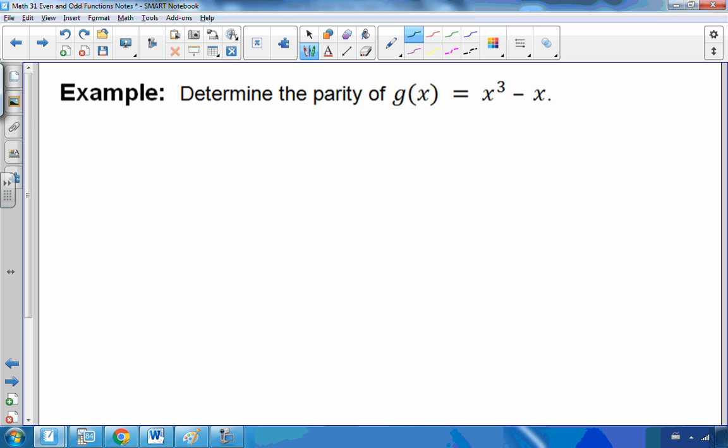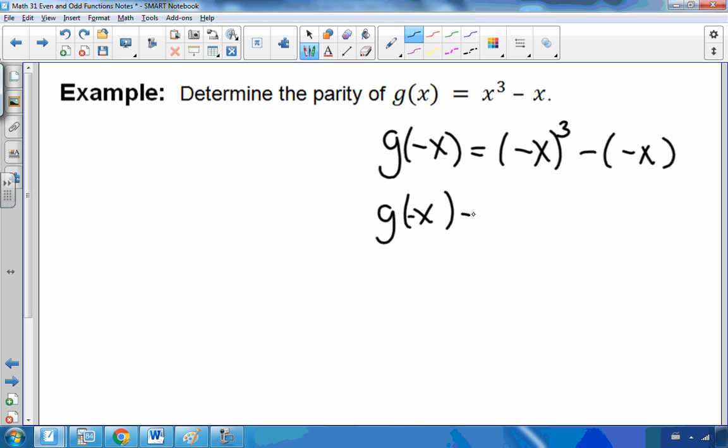Okay, let's do the next one. So I want to determine the parity of g of x equals x cubed minus x. So the very first place I start is with g of negative x. So replace each of the x's with negative x. Step 2, simplify. So a negative raised to an odd exponent is negative, because a negative multiplied by itself 3 times is still negative. If I subtract a negative x, that's the same as adding an x.